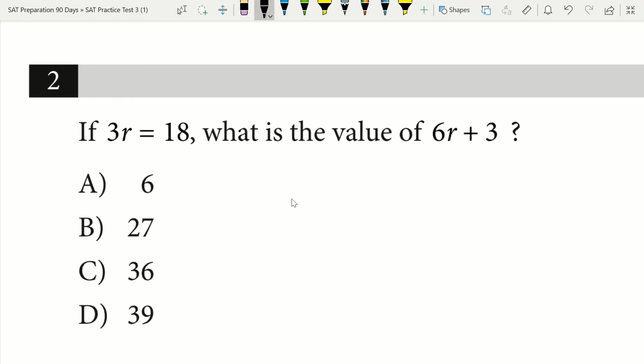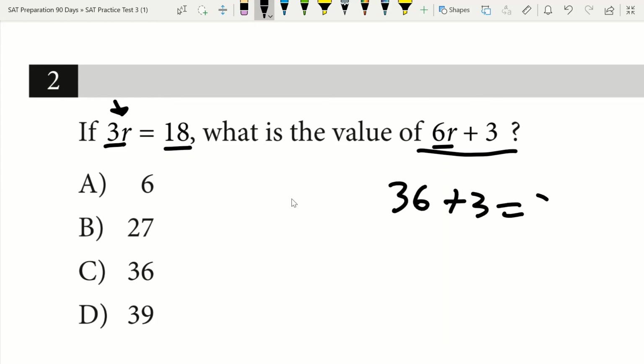All right, so here's an SAT math trick for you. This problem here is not too difficult, and you can solve it in a couple different ways, but the fastest way to solve this, in my opinion, would be to say if 3r equals 18, and I'm asked what the value of 6r plus 3 is, a mistake would be to go through and solve for r. Solving for r is going to take you a lot longer than if you were to say if 3r equals 18, I know that 3r times 2 gives me 6r, so I take 18 times 2, that's going to give me 36. 36 plus 3 equals 39.